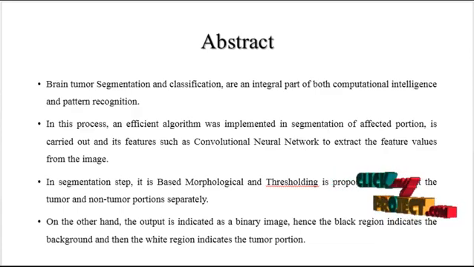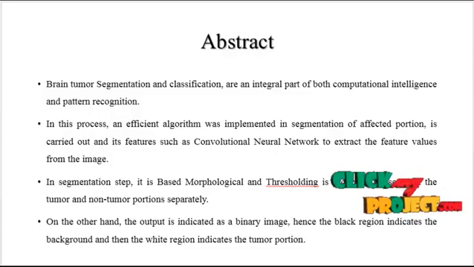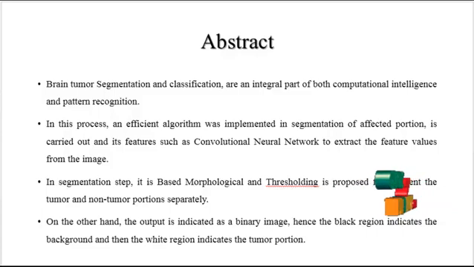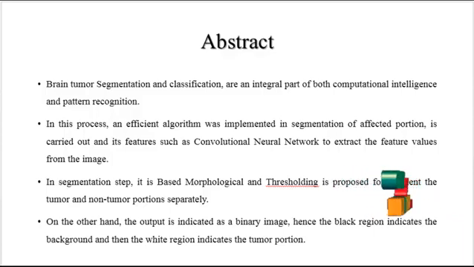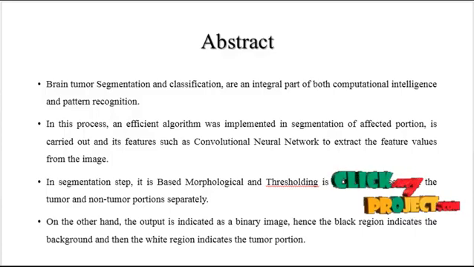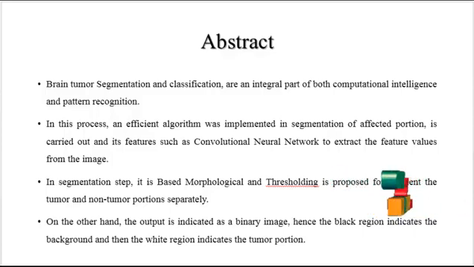Brain tumor segmentation and classification are an integral part of both computational intelligence and pattern recognition systems. In this process, an efficient algorithm was implemented for segmentation of the affected portions, carried out under its features, such as the convolutional neural network to extract the feature values from the image. Hence, in this process we have two major steps, feature extraction and classification, which play a major role in classifying the images as normal or abnormal.